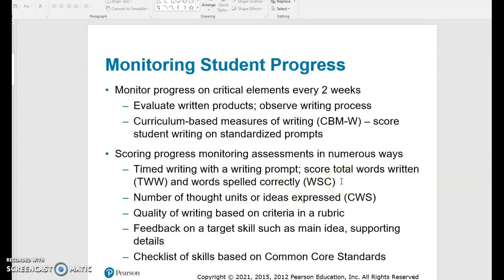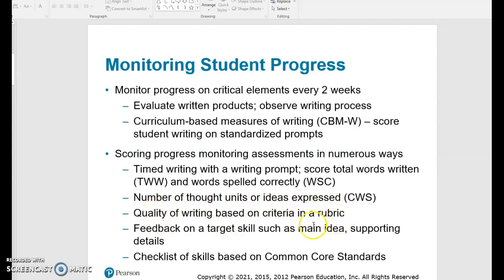And you could use multiple methods, right? Like let's say you want to know how many words they've written total and how many words they spelled correctly. You could certainly use both methods. Just make sure to remember, TWW is one set of numbers and WSC is this other set of numbers, just to make sure you're comparing apples to apples. Okay, and then there's also something called correct writing sequences, or correct written sequences, which is the number of thought units or ideas expressed. I'm going to show you that in just a second as well.